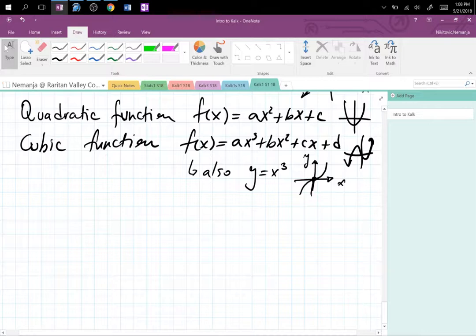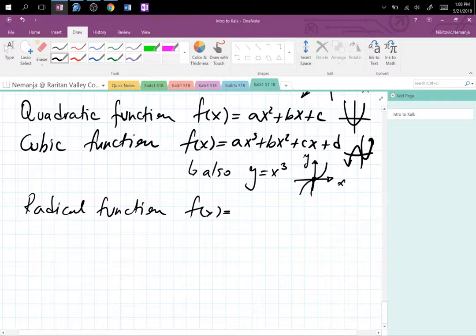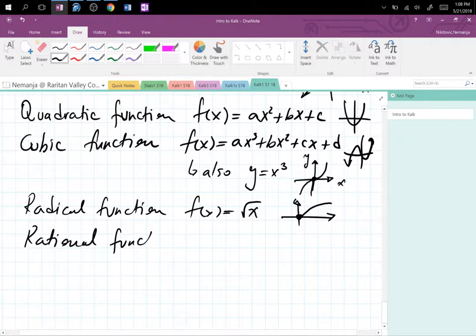Let's exhaust polynomials. We have the radical function. F of x equals square root of x. We already had this graph. Rational function, with f of x equals 1 over x, and this will come to play many times.